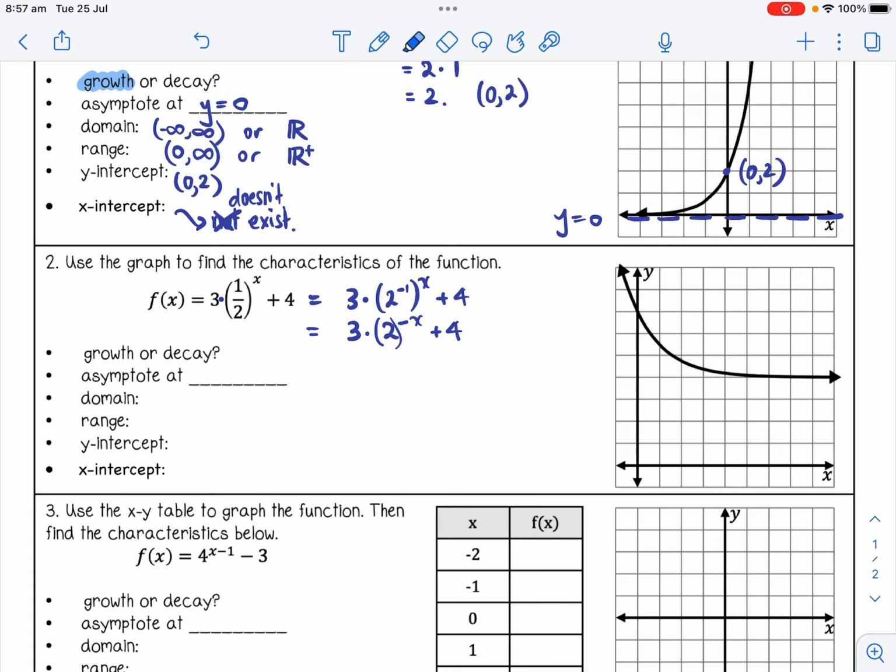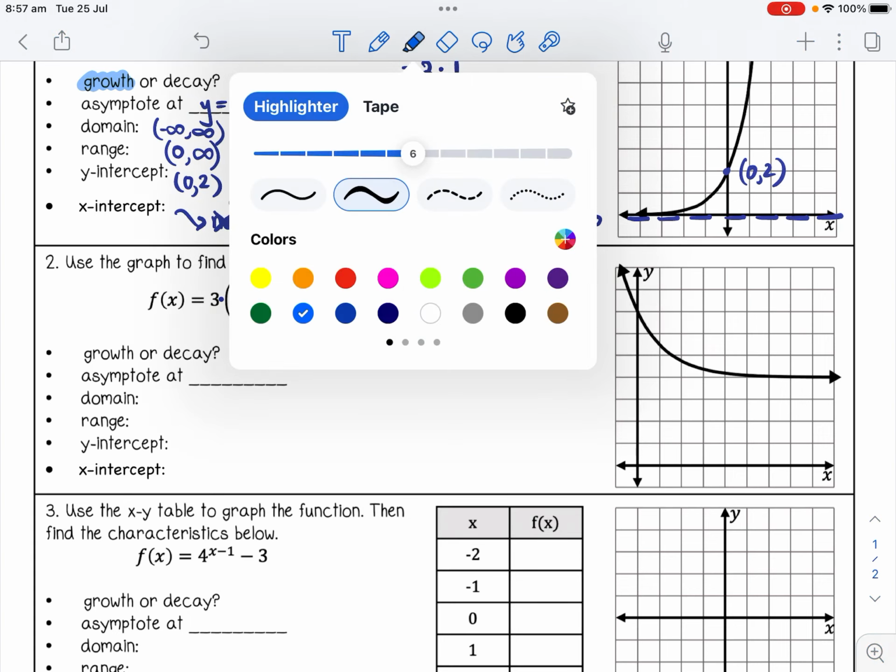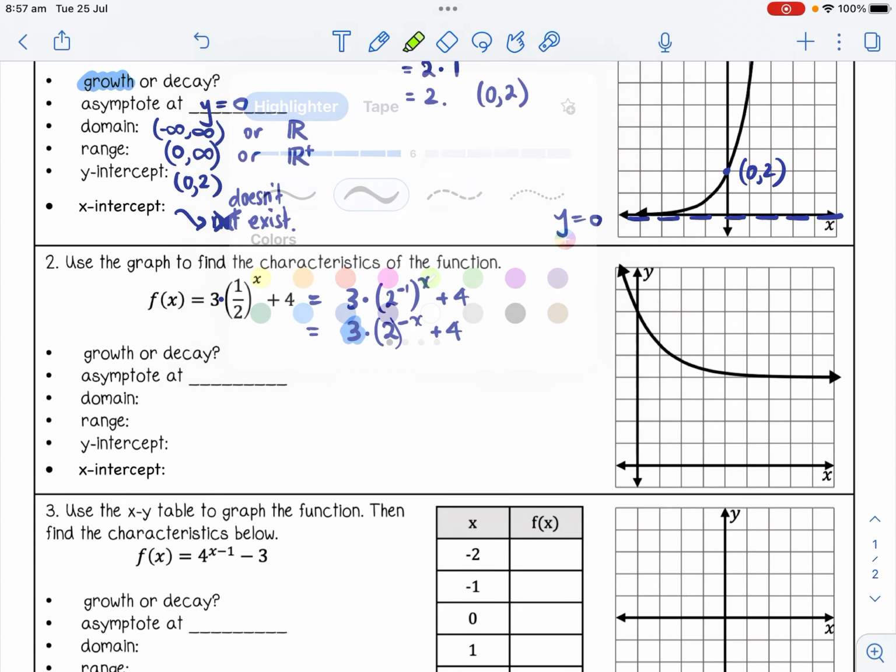So we have a dilation by a factor of 3. We have a reflection in the y-axis, and we have a translation 4 units parallel to the y-axis, or 4 units up.